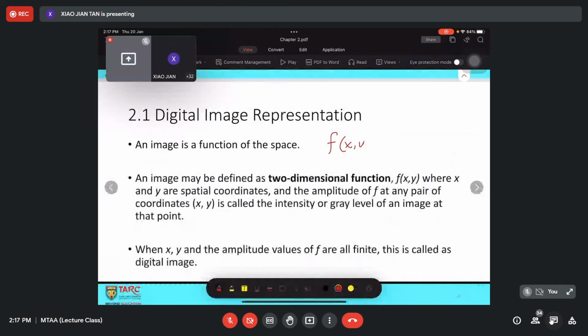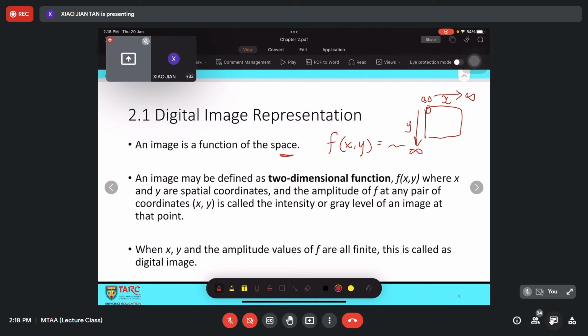F, x, y. This is a function. I think it's very common to all of you, the functions. So the function of space, why is it about space? Because you have the x axis and the y axis. So the coordinate 0, 0, and continuous until infinity, and downwards until infinity.